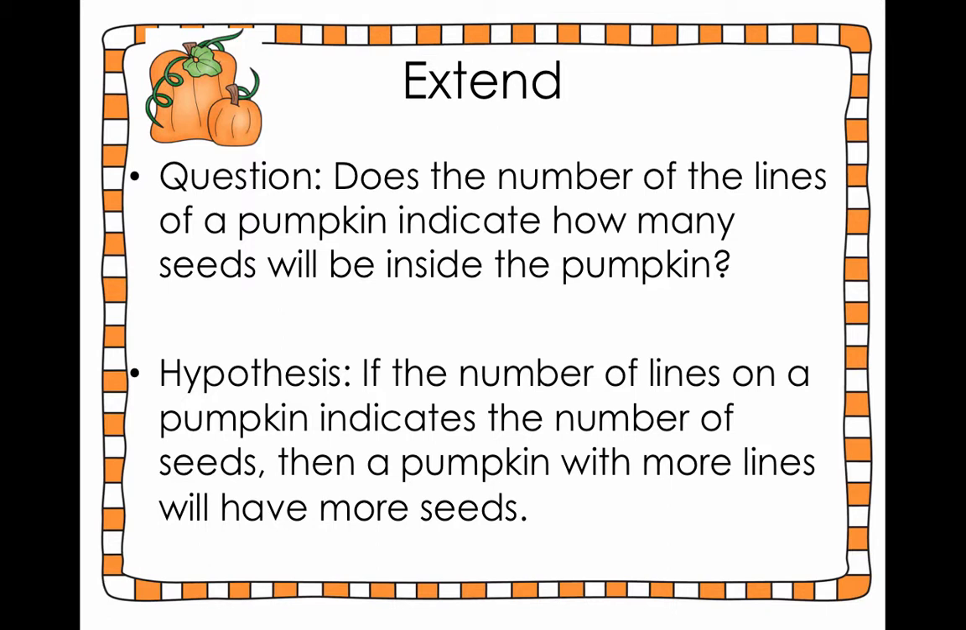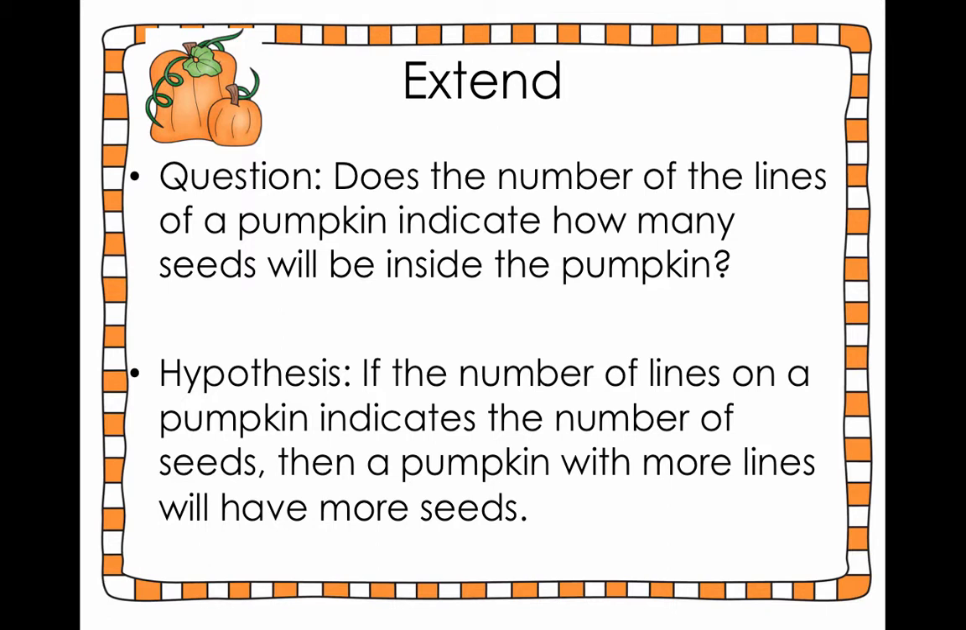Now we're going to look at the differences between our two pumpkins, and we're specifically going to look at the number of lines and how many seeds are in the pumpkin. The variable that students are going to be manipulating has already been manipulated on the pumpkin, because we've picked up two pumpkins that have two different numbers of lines. So we're going to be asking kids the question, we want them to find out, does the number of lines of a pumpkin indicate how many seeds will be inside the pumpkin?